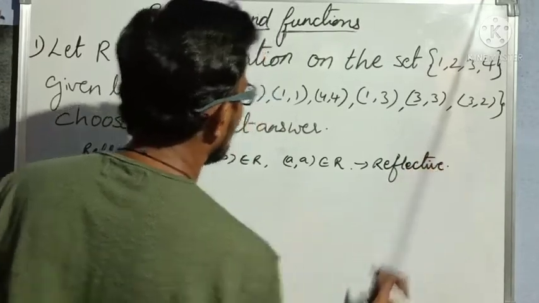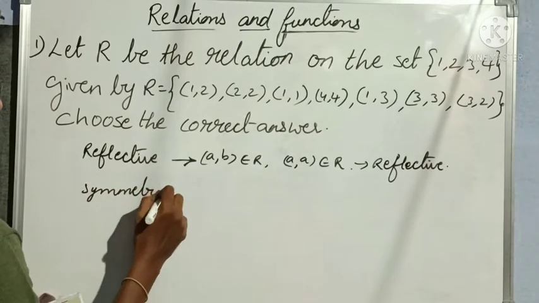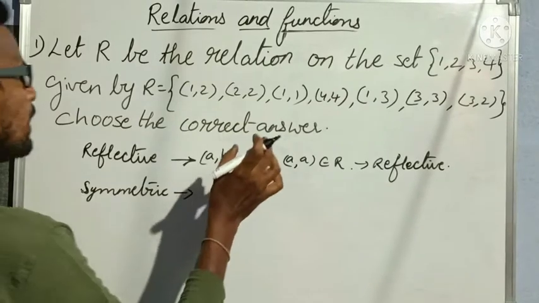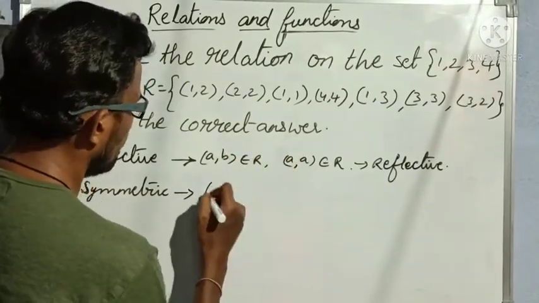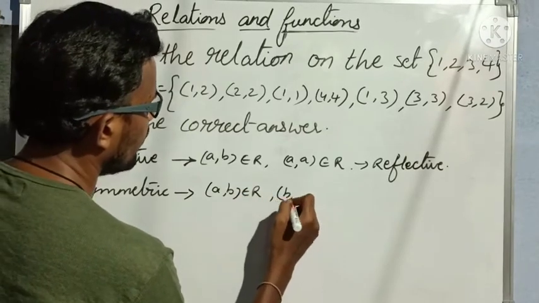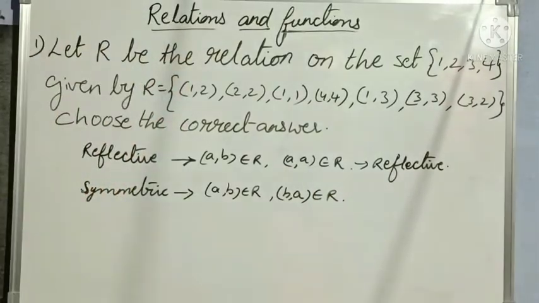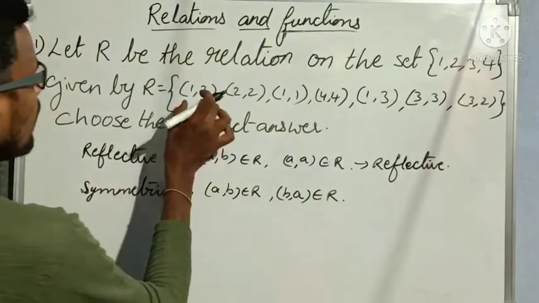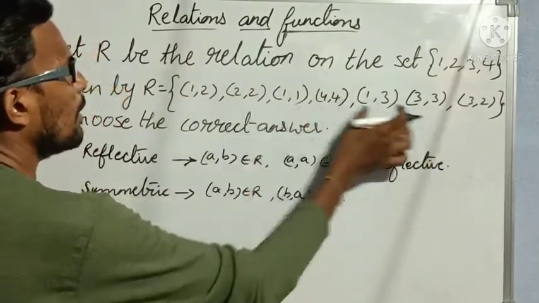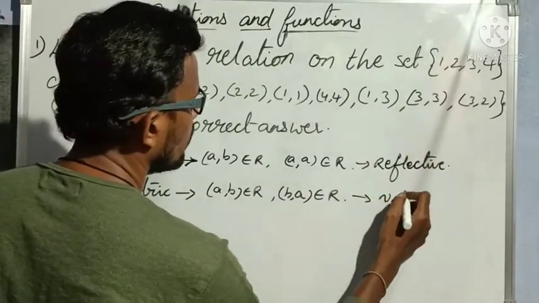Next, let us see about symmetric. When can we say that a relation is symmetric? When there is an element (a, b) belonging to R, then there should definitely be an element (b, a) belonging to R. Understood? When (1, 2) is there, then the reverse, (2, 1), should also be there. Is (2, 1) in this relation? No. So this relation is not symmetric.